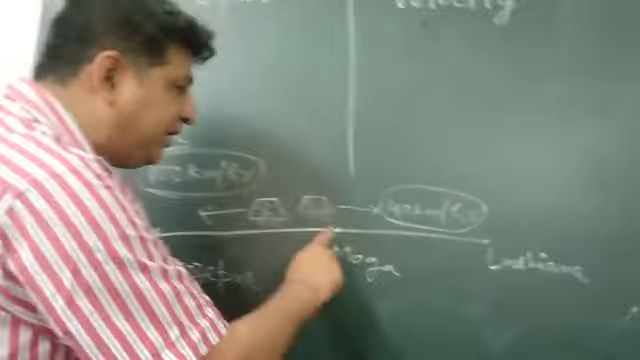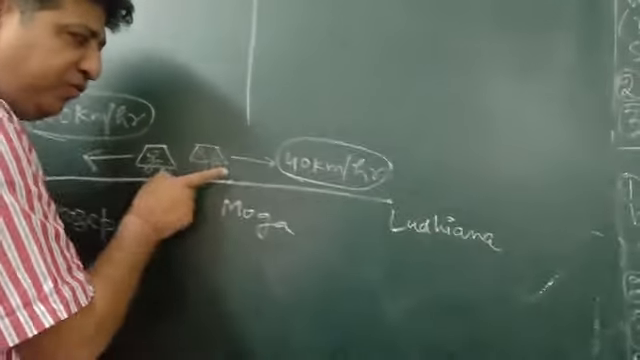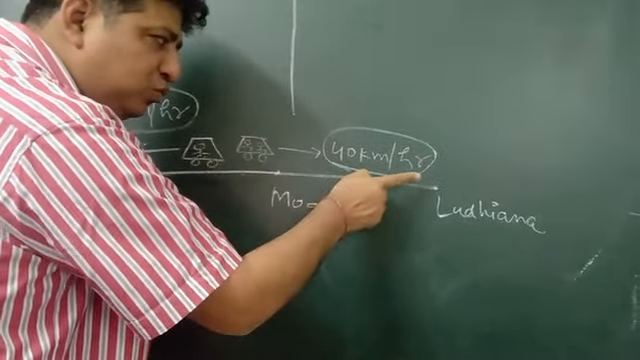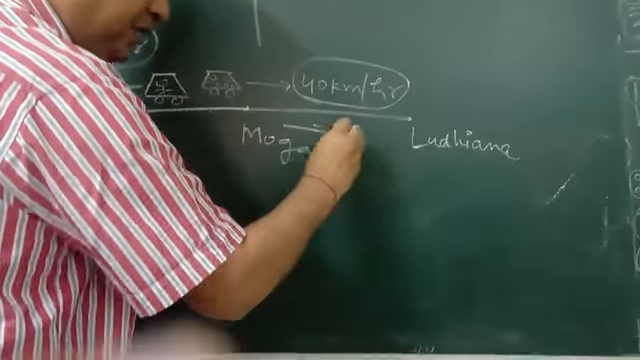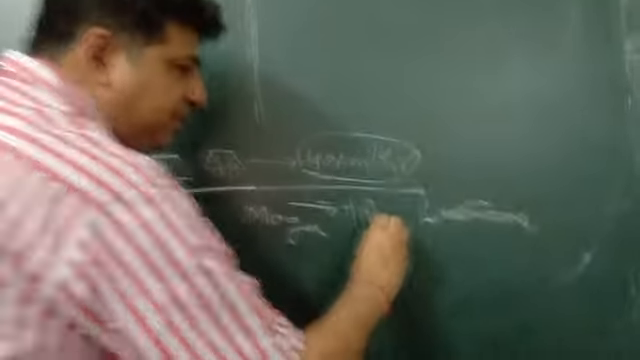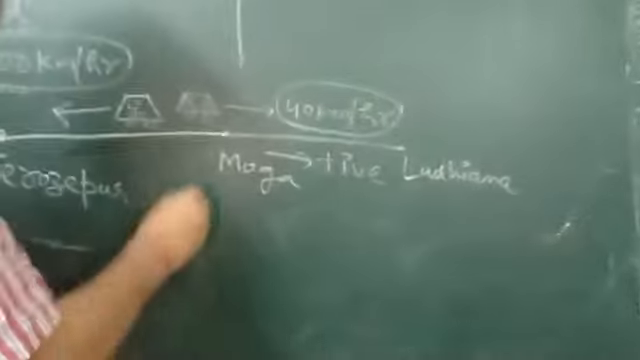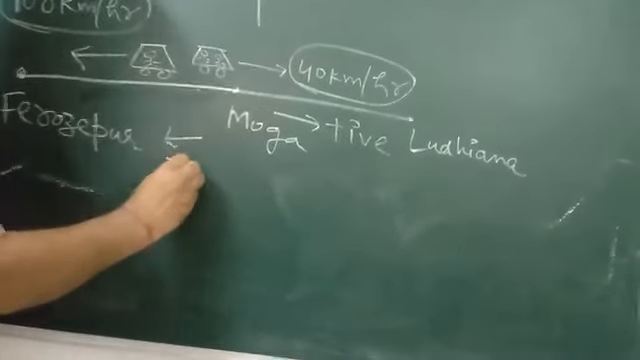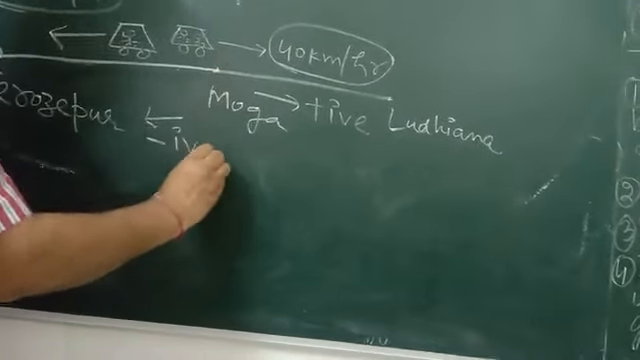And if we look at direction as well, because we want to go in this direction towards Ludhiana, so this direction will be taken as a positive direction. And similarly, this direction would automatically become negative.